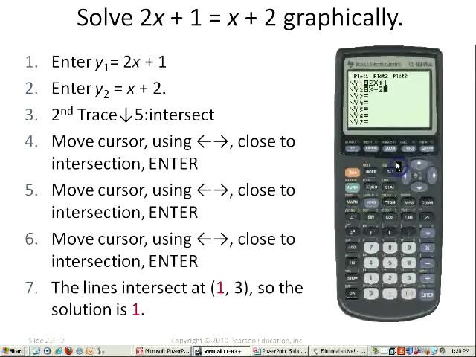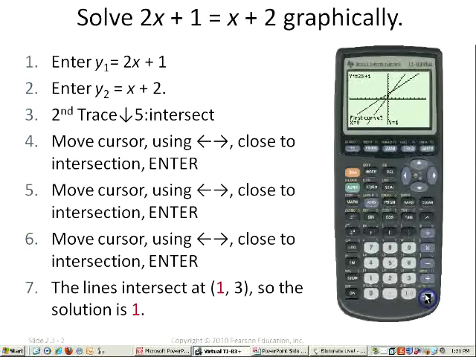So we're going to use our trace feature and actually use the feature calculate, which is second trace, and we're going to go to intersect. You can either arrow down to intersect or you can type a 5 because intersect is the 5th option on that screen. Press enter and you will see the graph where the lines intersect.